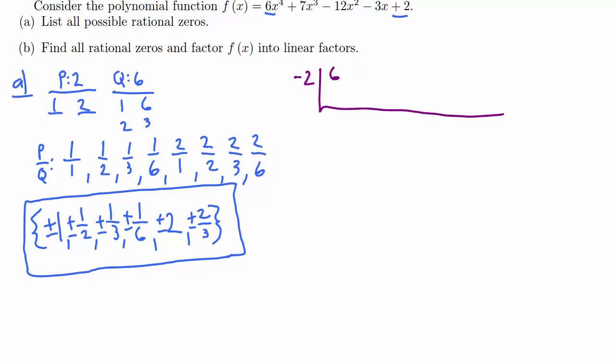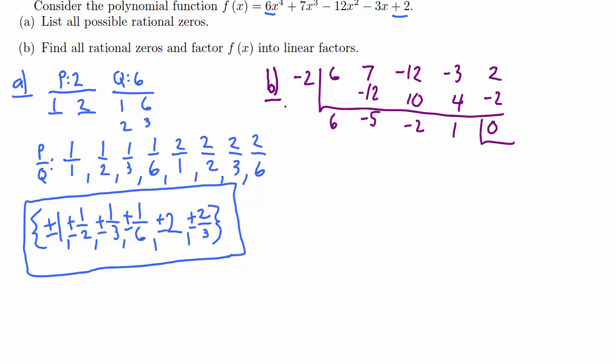All right, there we go. So we have that 6, 7, -12, -3, 2. Bring down, multiply, add, multiply, add, multiply, add, multiply, and add. Fantastic. Notice that we got a 0 there. That's good. That shows that -2 is a 0. It's very important to actually show that.